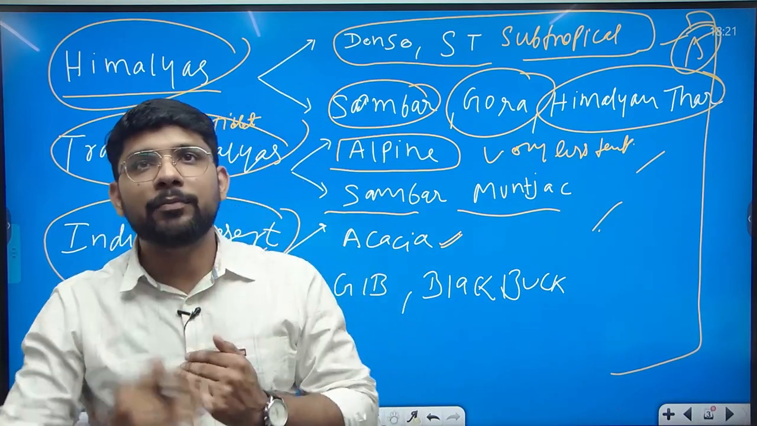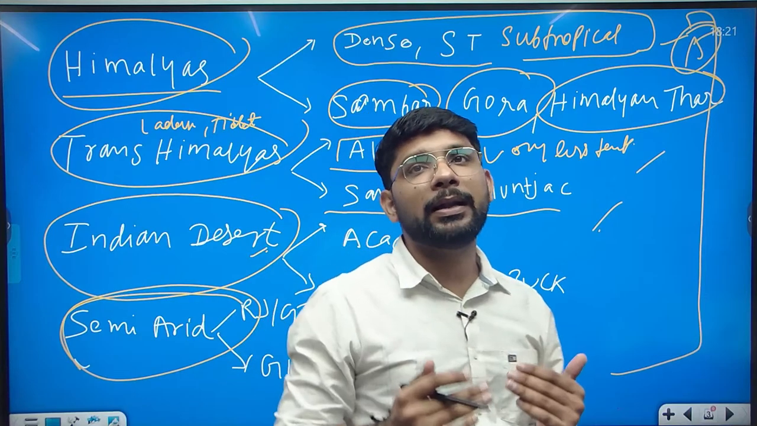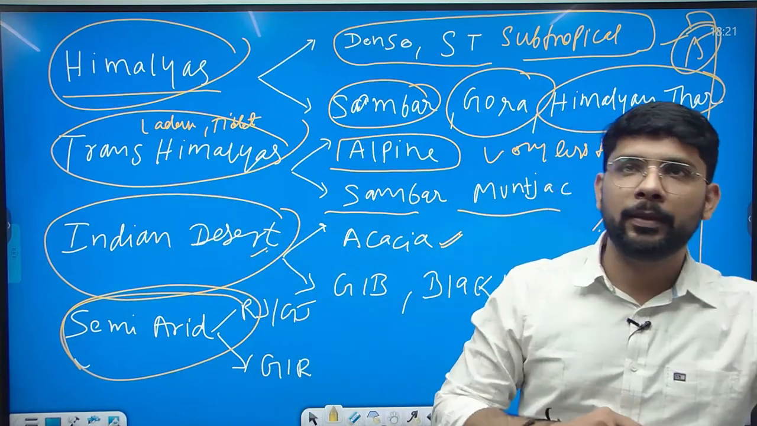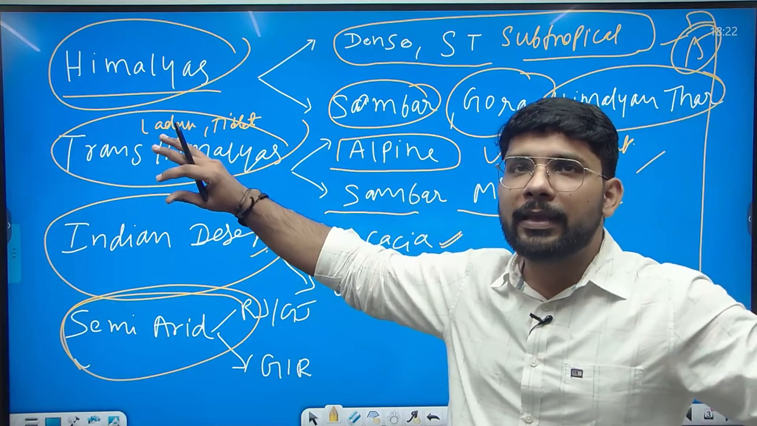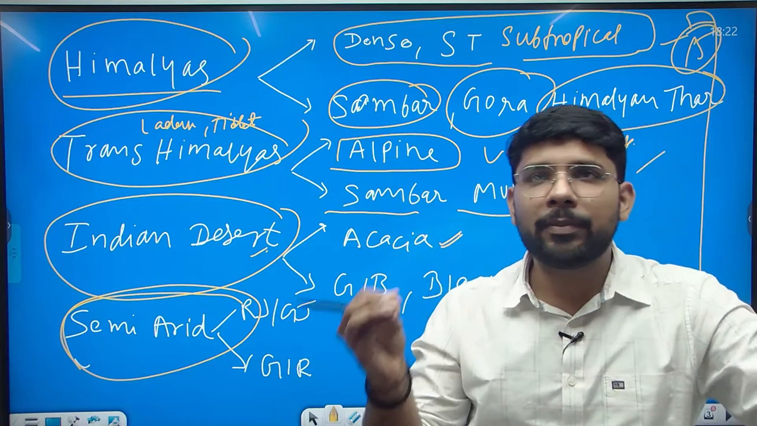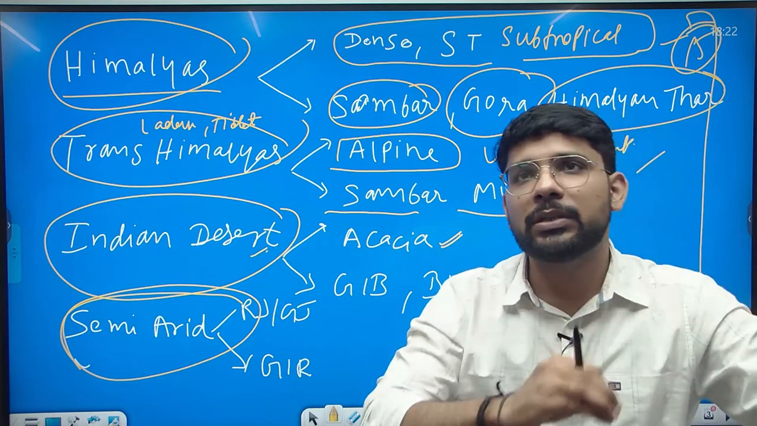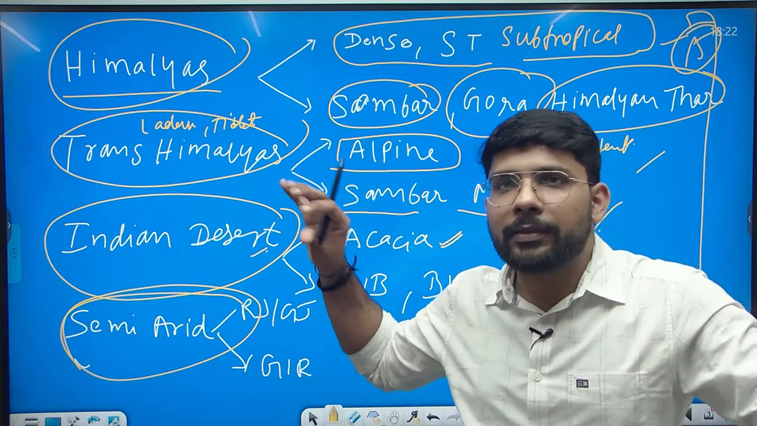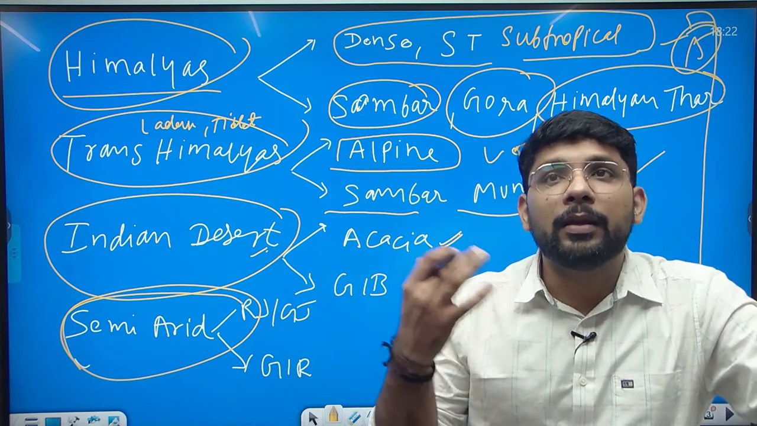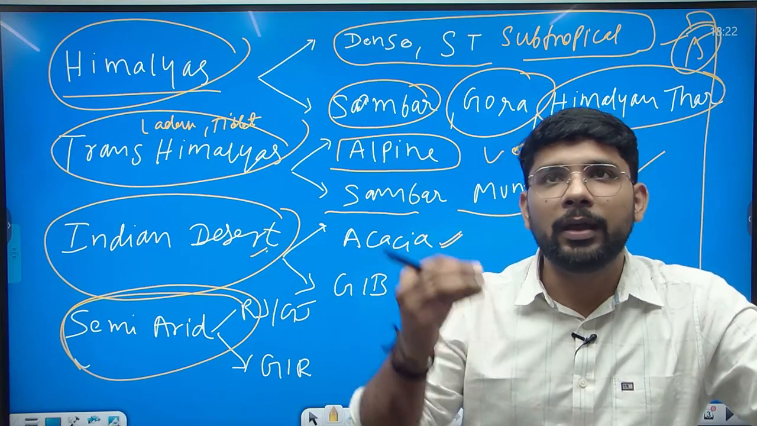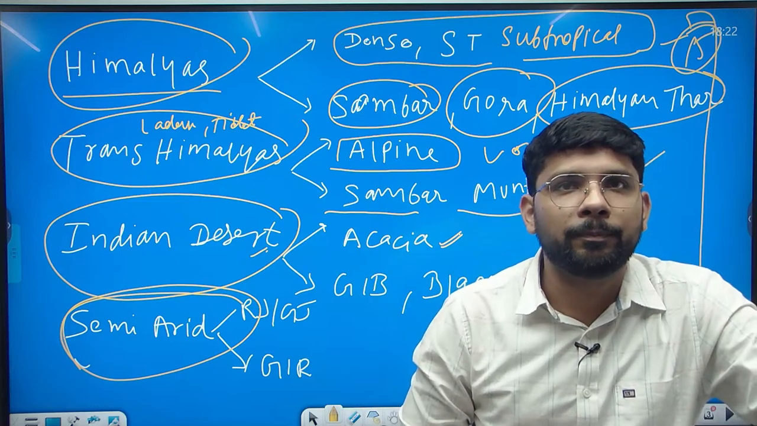Then we come to the body part, which specifically demands how the variation is going in the different areas in India. So we need to list down different areas, be it the Himalaya region, Trans-Himalayan region, Indian desert, semi-arid, northeast, west, Western Ghats, Eastern Ghats. We list those with examples of the flora as well as examples of the fauna.